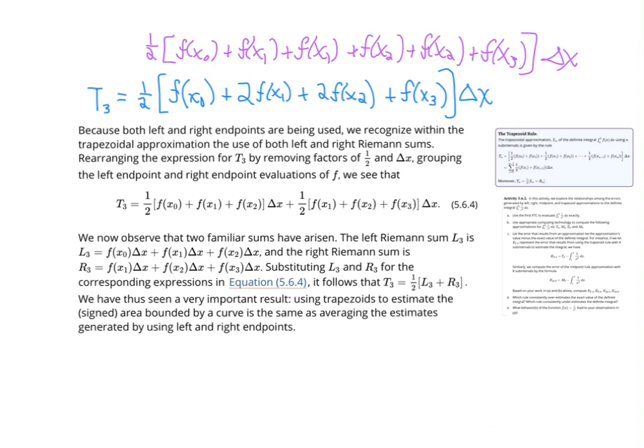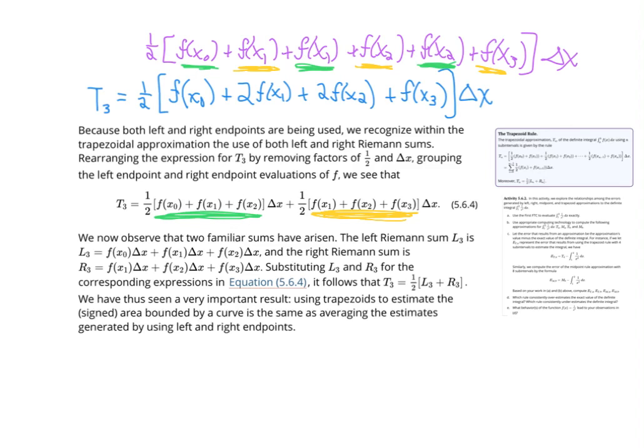Well, an interesting thing to observe is that I have f of x0, f of x1, and f of x2, which I could put here as long as I'm multiplying it with the delta x and the 1/2. And then I have f of x1, f of x2, and f of x3, which are here. And those should actually be familiar.